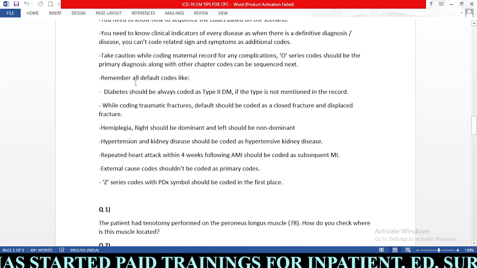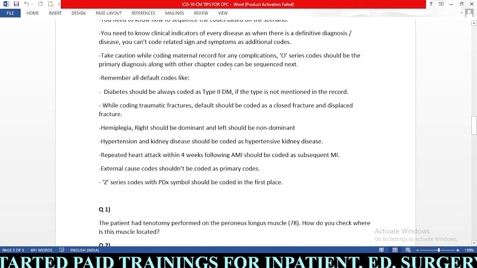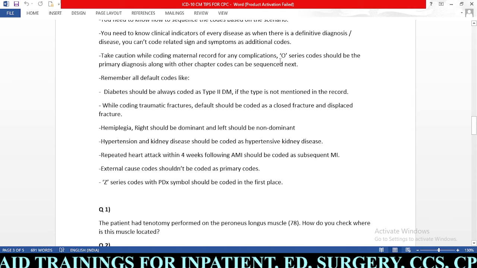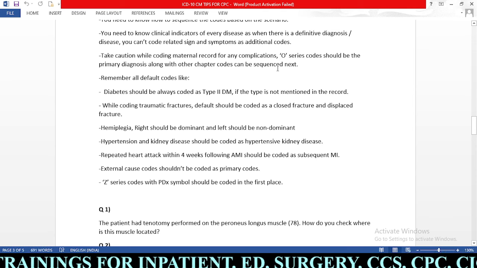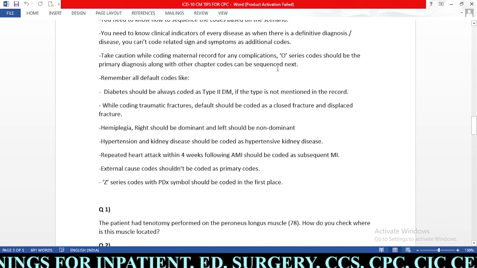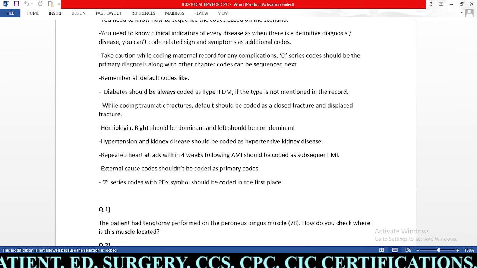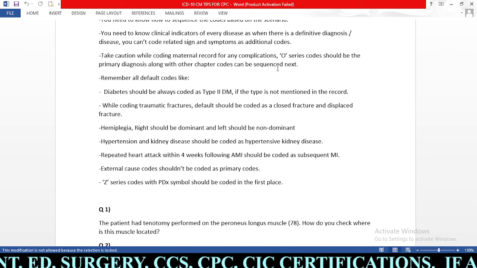Next, take caution while coding a maternal record for any complications. Yes, in all maternal records, the O series code is the PDX. So you need to check in your options whether the O series code is the PDX or not.